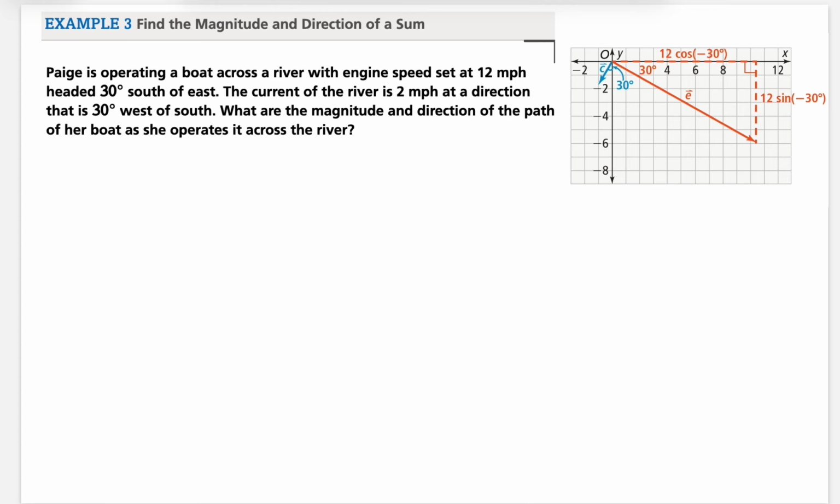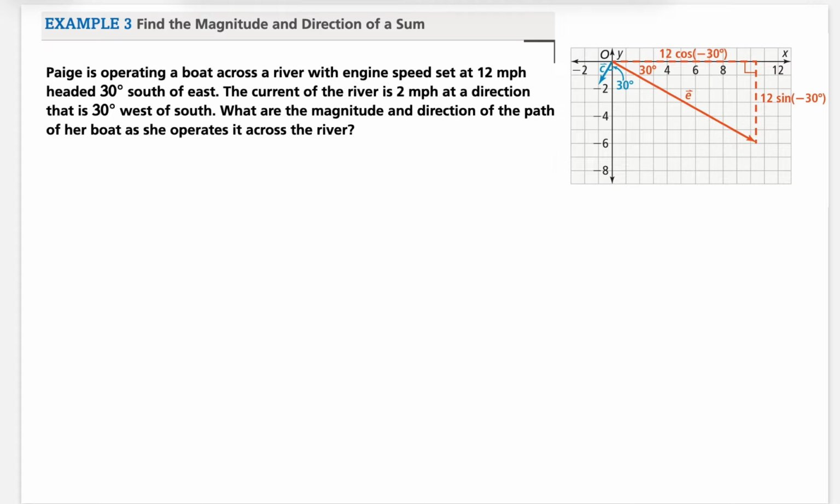Okay. Example 3 says, Paige is operating a boat across the river with an engine speed set at 12 miles per hour, headed 30 degrees south of east. The current of the river is 2 miles per hour at a direction that is 30 degrees west of south. What are the magnitude and direction of the path of her boat as she operates it across the river?